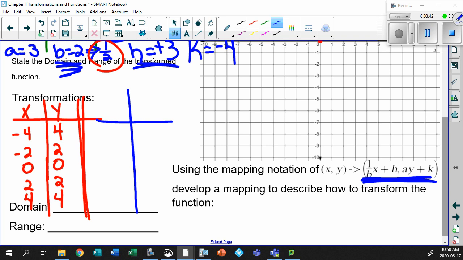So in terms of the horizontals, what are we doing? We're multiplying every x point by 1/2, okay? And we're moving 3 to the right. For every vertical now, we're multiplying every one by 3 and going down 4.